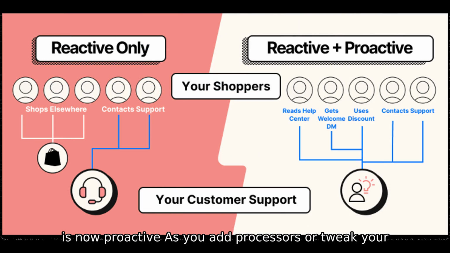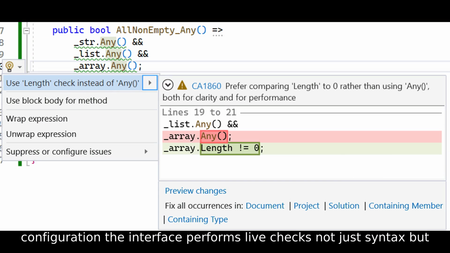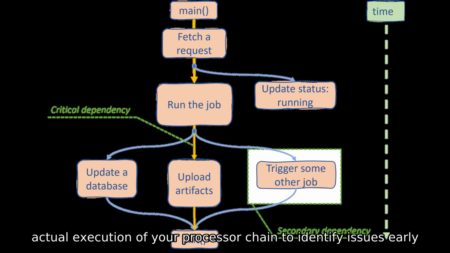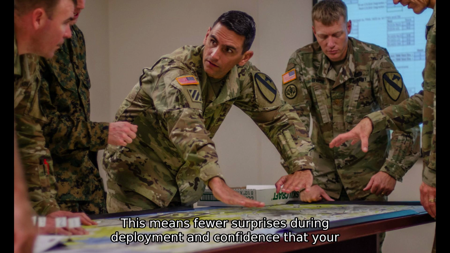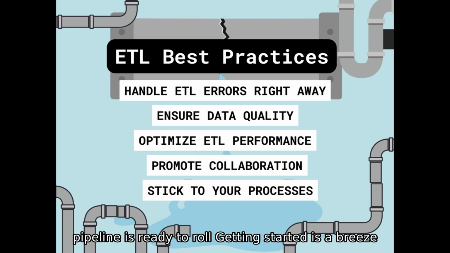Validation is now proactive. As you add processors or tweak your configuration, the interface performs live checks, not just syntax but actual execution of your processor chain, to identify issues early. This means fewer surprises during deployment and confidence that your pipeline is ready to roll.